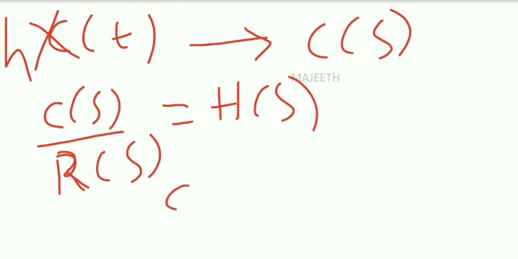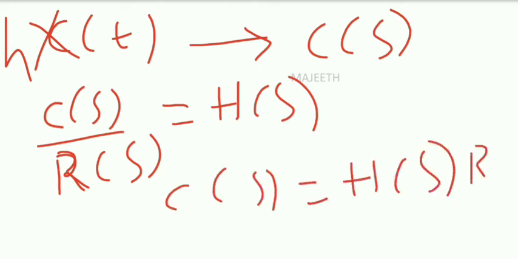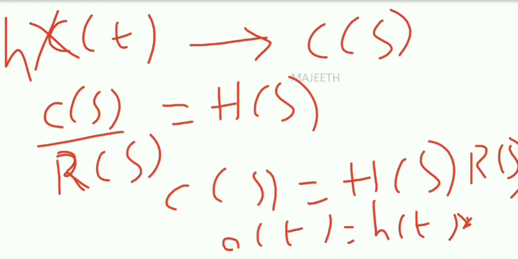So this implies C of s equals H of s into R of s. This we know. Or simply, c of t is equal to h of t star r of t. That we know, right? Output is a convolution of input and the impulse response. The same concept I am using. So they have given the impulse response. They ask, what is the steady state value of the step response?